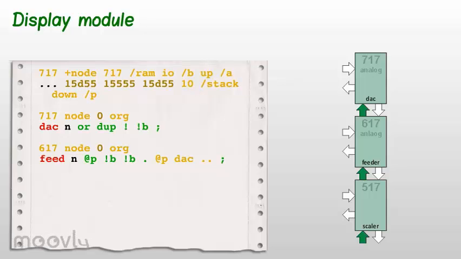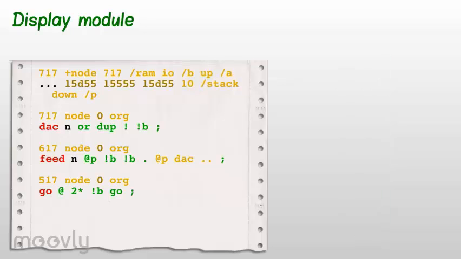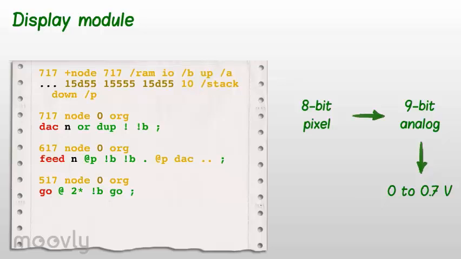Node 517 performs a simple scaling of pixel values. Scaling is necessary in order to convert 8-bit pixel values into 9-bit values accepted by DAC in node 717 in such a way as to get the maximum of 0.7 volt analog output for the highest possible pixel value. This is for 255. Since DAC is a current source, its voltage is dependent on the load resistor used. Standard VGA monitors have termination resistors of 75 ohms. Empirically found value for DAC to set 0.7 volt on the analog output is about 200.